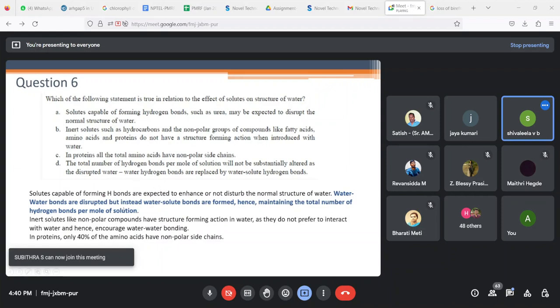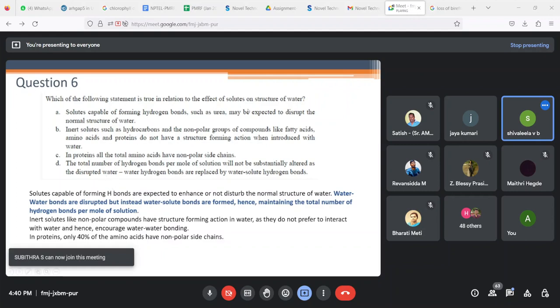So water-water bonds are disrupted in case of polar solutes, whereas to compensate for that, you have water-solute bonds that are formed. Hence, the total number of hydrogen bonds per mole of the solution will remain more or less the same, because something is being compensated by some other kind of interactions. So this is true.